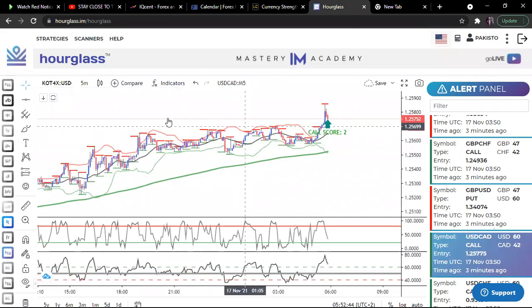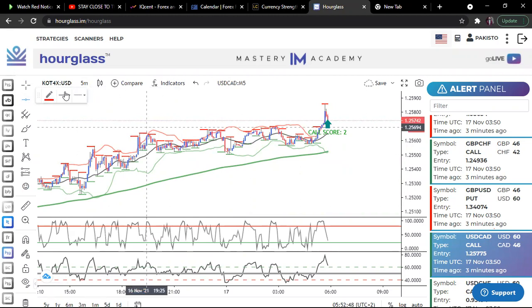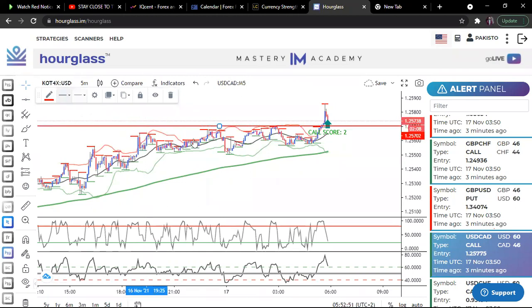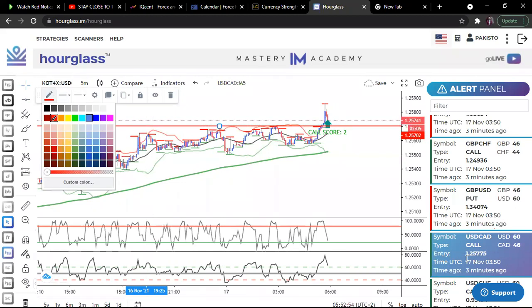Oh, USD CAD is now making a nice break and retest, guys. Can you see this? This is going to be a good break and retest. Let's all go to USD CAD, ladies and gentlemen. Market broke these levels, boom.